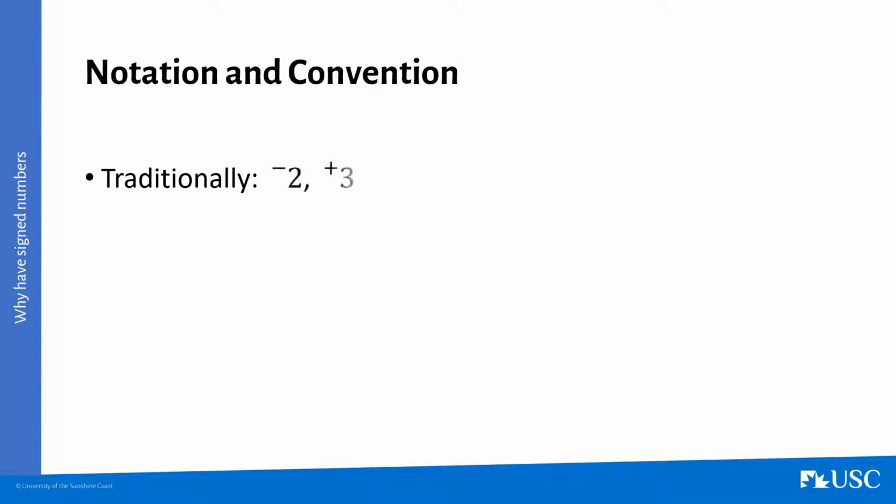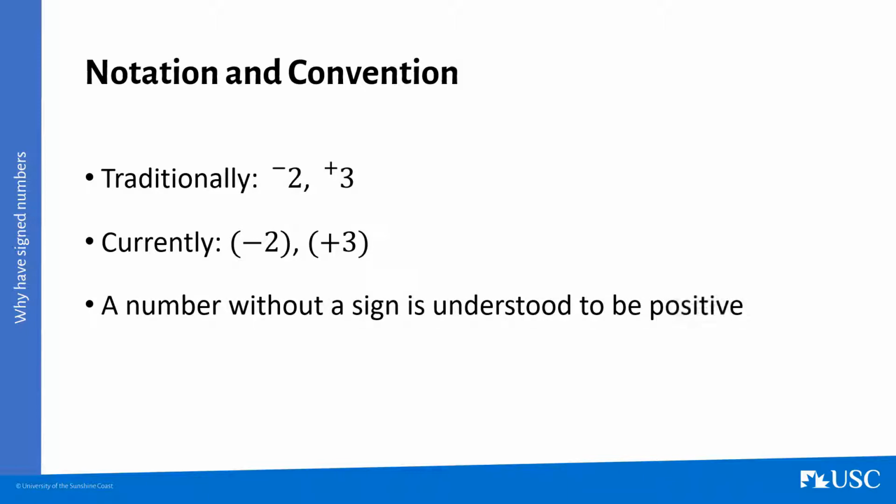Traditionally, positive and negative symbols preceded the numbers as superscripts. These days, the addition and subtraction signs are used, and to distinguish between those operations and positive and negative numbers, brackets are used in the latter case. When there is no sign, the number is understood to be positive. So for example, 5 really means positive 5.